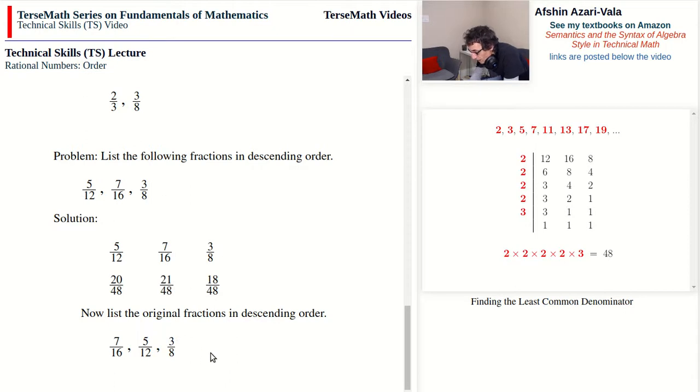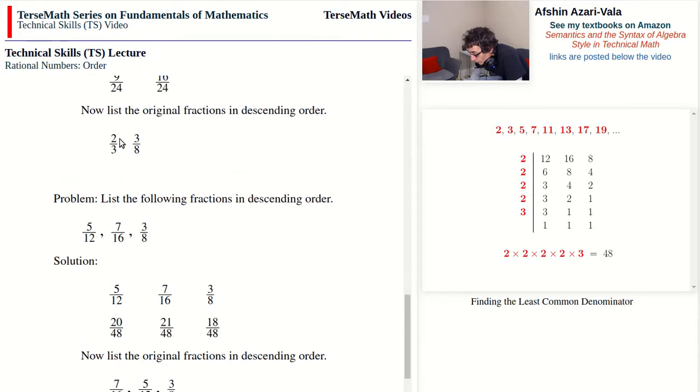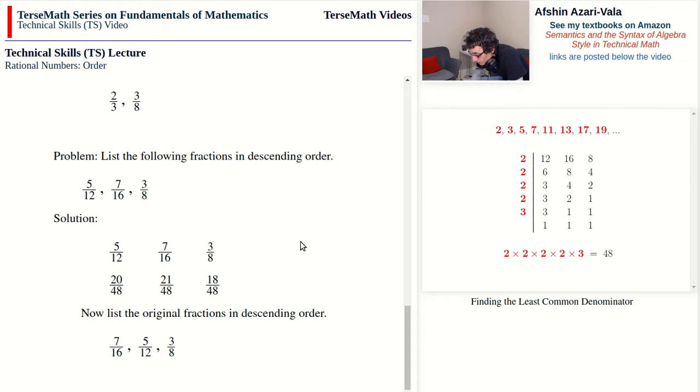Okay, so in this case as well, it appears that the one with the largest numerator appeared to be the largest, followed by the next largest numerator and then the next one. But take a look at the previous problem, and you notice that when we ordered them, the one with the smaller numerator happened to be the larger of the two. So you cannot compare the numerators unless the denominators are the same.